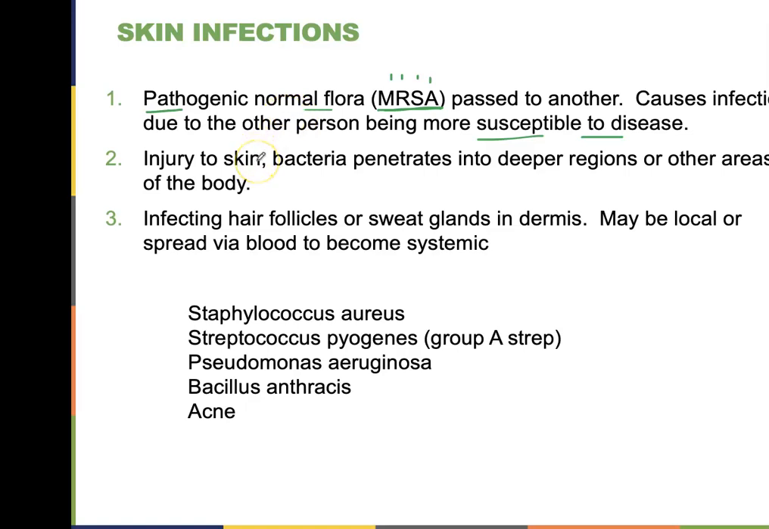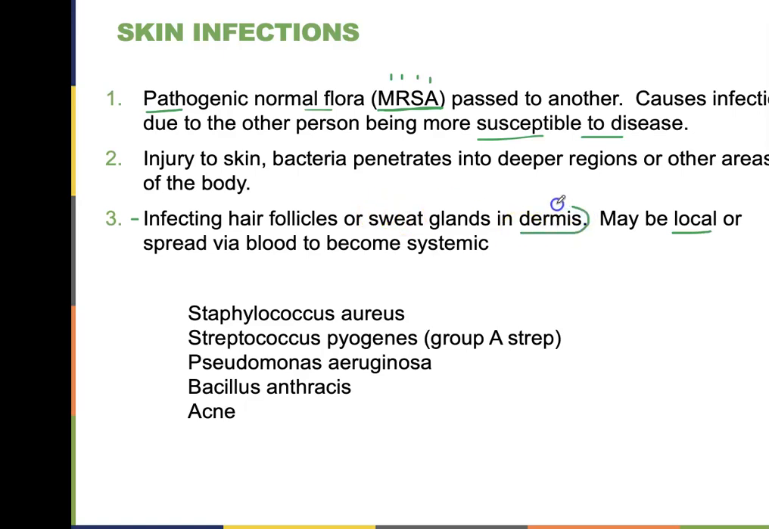Sometimes you have injury to the skin, right? And bacteria can go deeper into areas of the body. So it can be normal flora, or it can be some other pathogenic bacteria. And also the hair follicles and sweat glands are going to be environments that harbor a lot of bacteria. And if they get there, it can be a local infection, right? So it could just stay in the hair follicle or stay in the sweat gland.